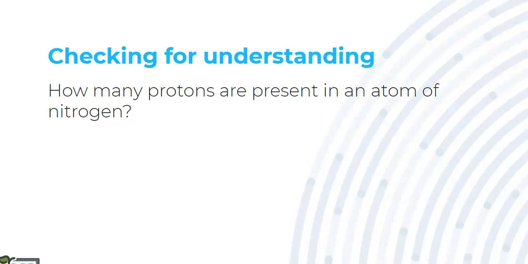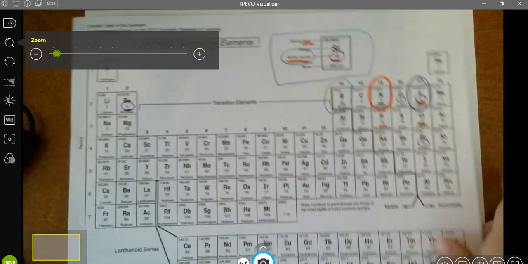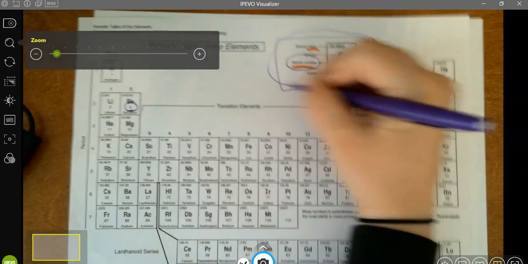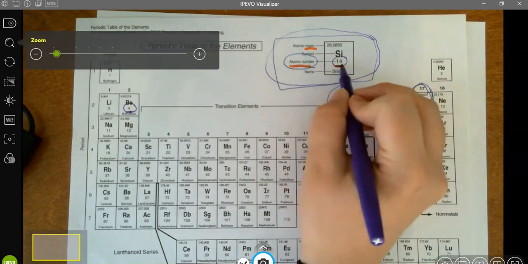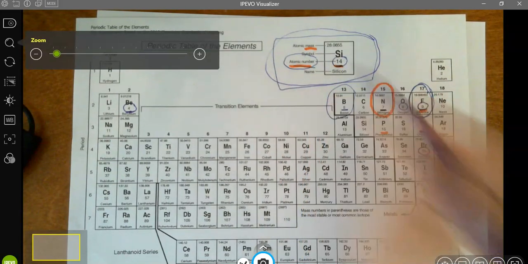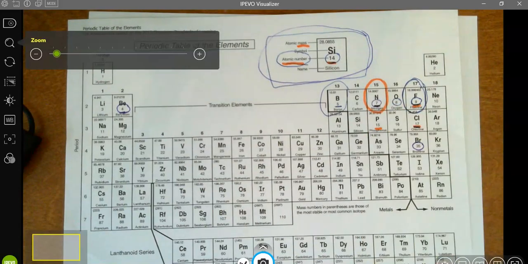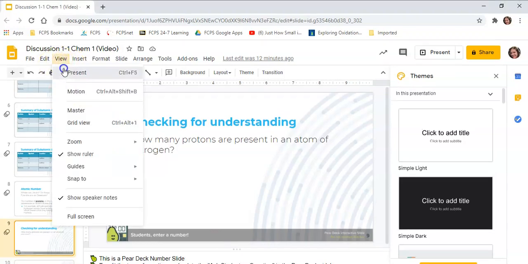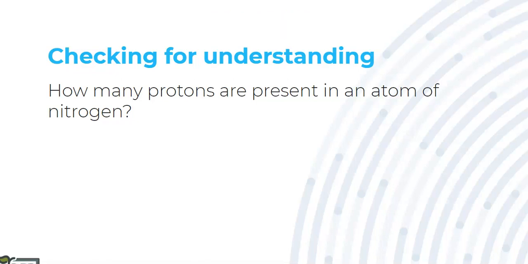All right, so how many protons are present in an atom of nitrogen? Take a look at your periodic table, and I'm actually going to show you my periodic table so you can see it. Here's my periodic table. When I look at nitrogen, one thing I love about this periodic table is this key at the top. If you ever forget which number on the periodic table is the atomic number, just look up here. The atomic number in this periodic table is located right below the symbol. So for nitrogen, if we want to know its atomic number or number of protons, we look right here, and we see that the answer is 7. So that's how many protons are present in an atom of nitrogen and its atomic number. Those are the same thing.